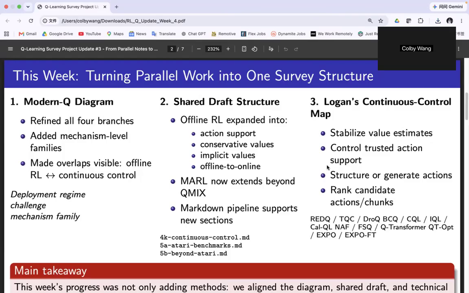First, we refined the modern Q-learning diagram so each branch follows the same pattern. A deployment regime creates a new challenge, which motivates specific mechanism families and representative methods. Second, the shared draft structure is becoming clear. We are not committing to final prose yet, but we now have natural places where stronger nodes can eventually become markdown sections in the draft pipeline. Third, Logan's continuous control work gave us a much richer technical structure for one of the four branches.